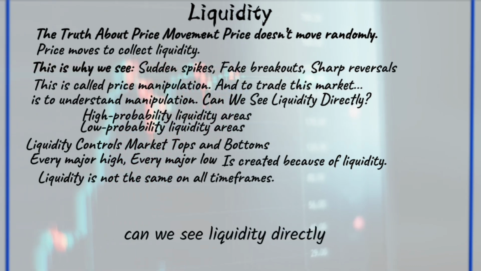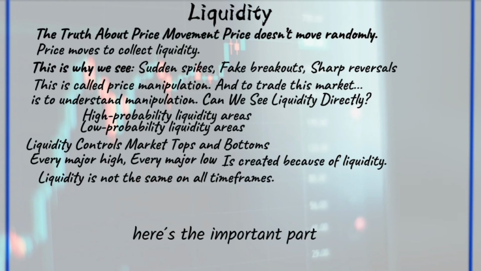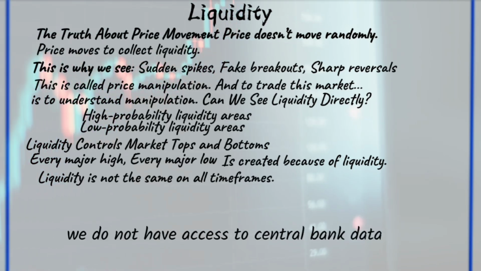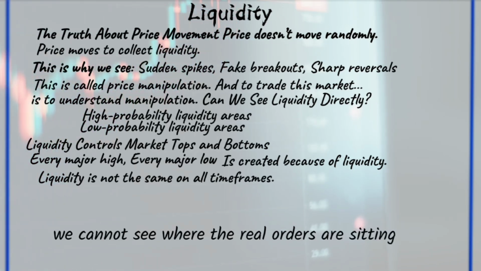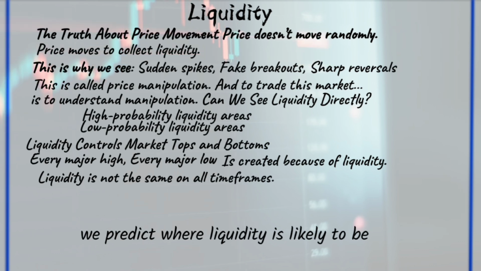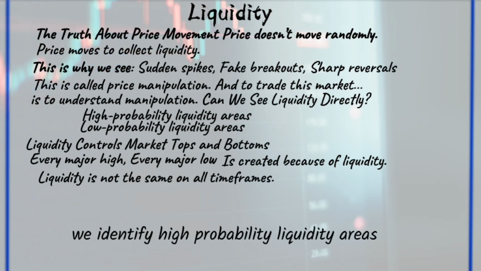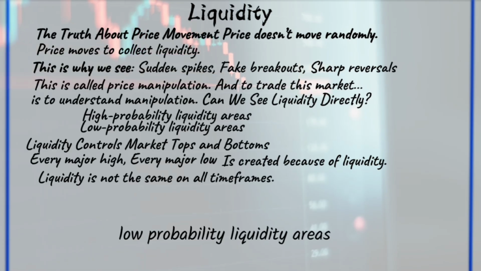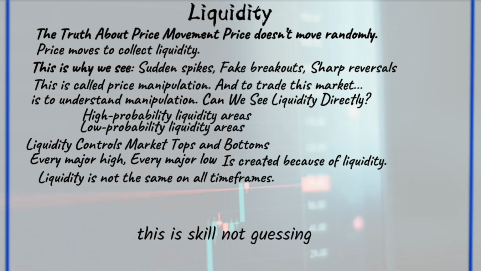Can we see liquidity directly? Here's the important part. We do not have access to central bank data. We cannot see where the real orders are sitting. We predict where liquidity is likely to be. We identify high probability liquidity areas, low probability liquidity areas. This is skill, not guessing.